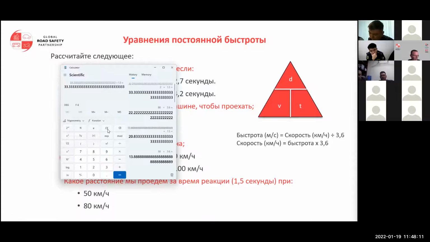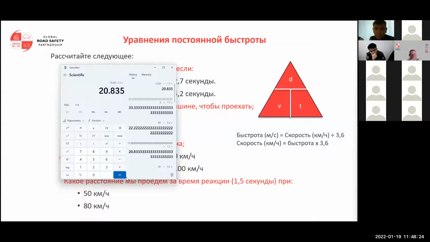Right, back on it, clear it again. 13.89 times 1.5. So at 50 kilometers per hour, during our reaction time, we will travel 20 meters. The car pulled out when we were 25 meters away. So now we have only got 5 meters left to stop our vehicle from 50 kilometers per hour.